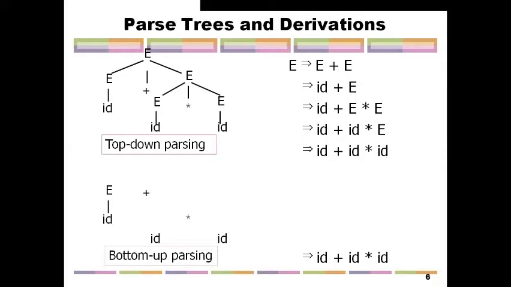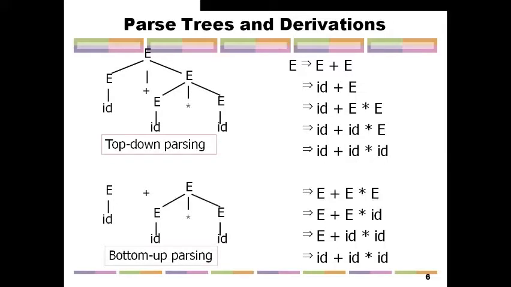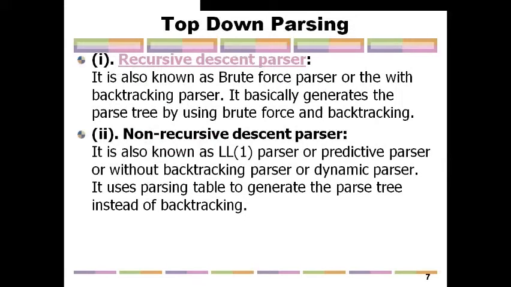Then after that, for this ID, you have to apply E. Then for the next ID, you have to apply E. Then for the third ID, you have to apply E. Then perform the multiplication operation and afterwards perform the addition operation. Okay. So finally, when we are combining, we are getting the root node. So this is called bottom-up parsing.